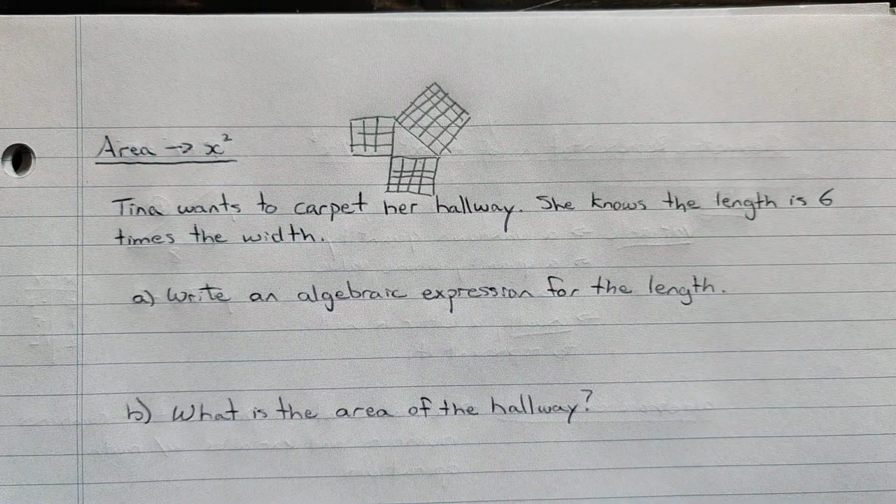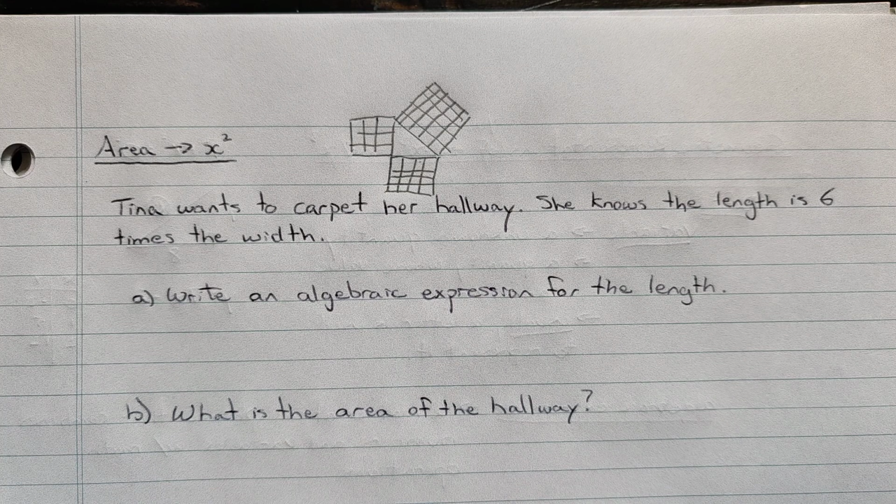And when we talk about the area of something, we're actually talking about how many little squares it makes up. So whenever you see the variable squared, what you should be thinking about is it's a square of x by x. So some side length by the same side length.